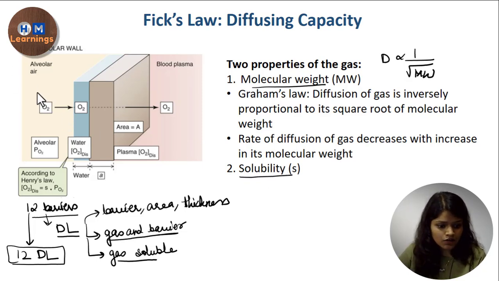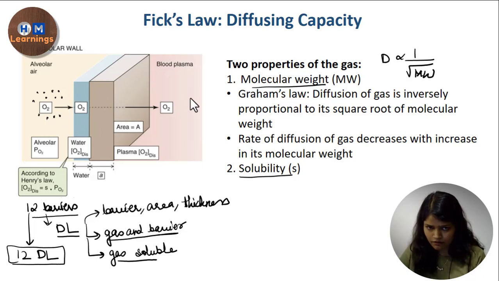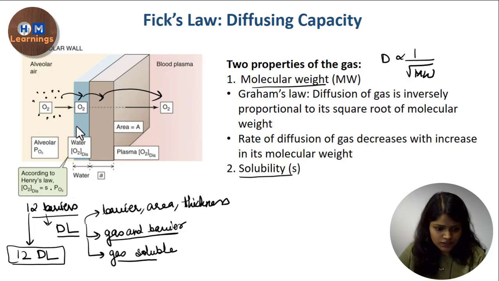You have the oxygen molecule here in the alveoli. Now it has to go and come here into the blood plasma. There is a barrier between them. So it has to go into this barrier, then through it, and finally comes here. So first it has to dissolve in here. How much oxygen is going to dissolve in this barrier will depend upon the solubility of oxygen in that barrier. That can be calculated by Henry's law, which we have already discussed.